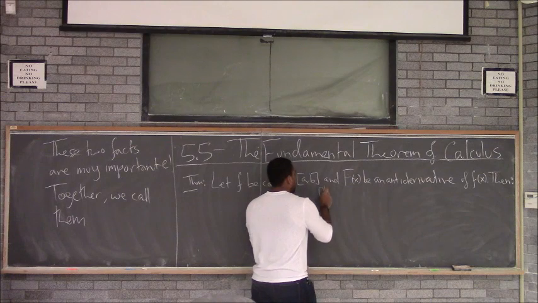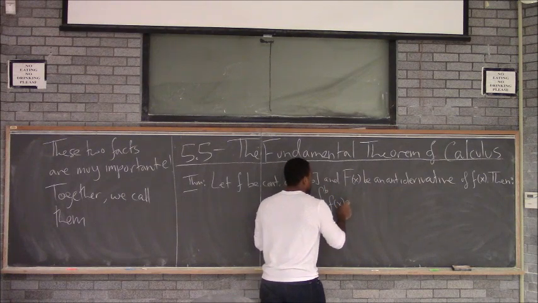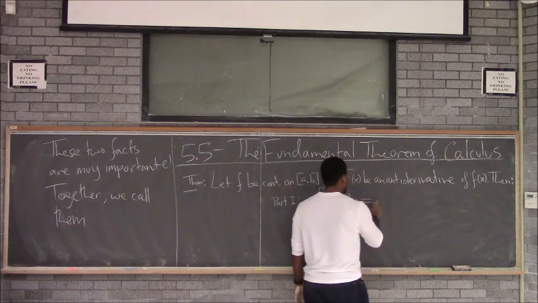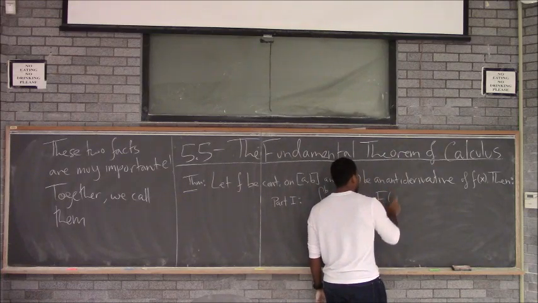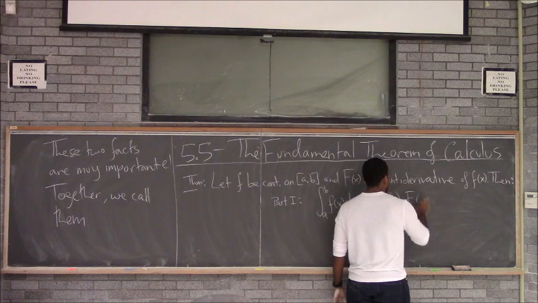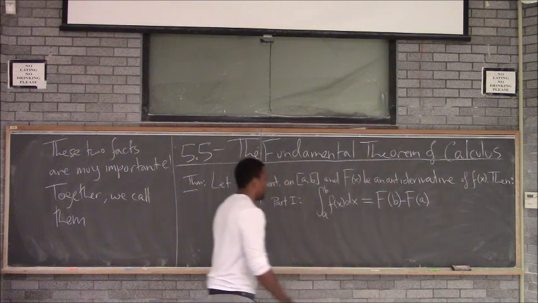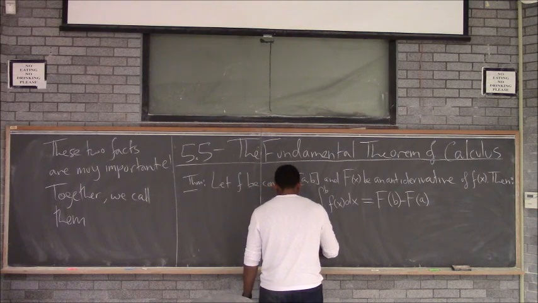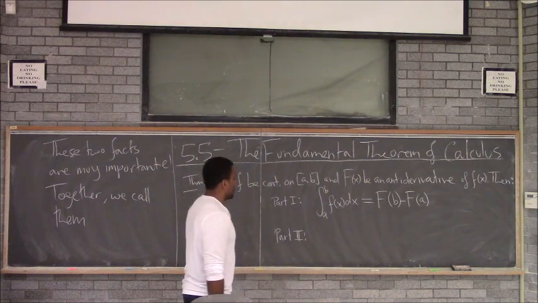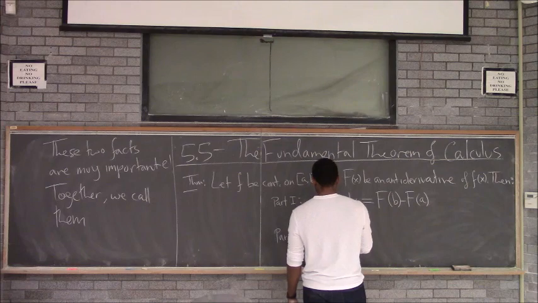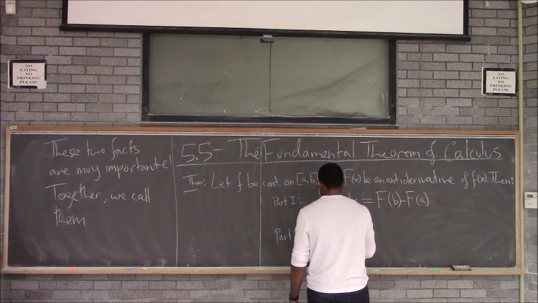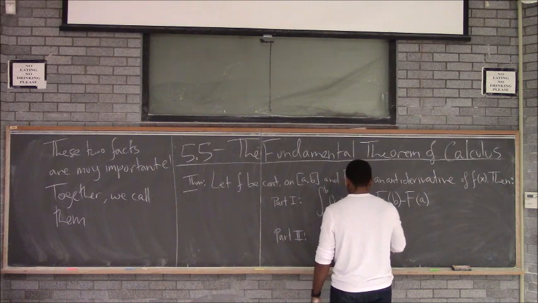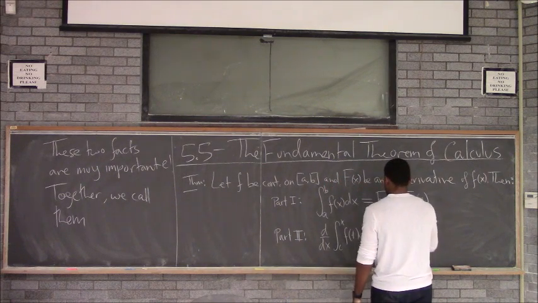The area under f on the interval [a, b], the integral of f from a to b, is equal to big F evaluated at b minus big F evaluated at a. And part two of this theorem says that if I were to differentiate an integral, I just get the original function.